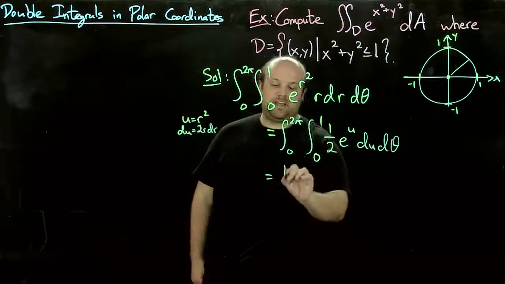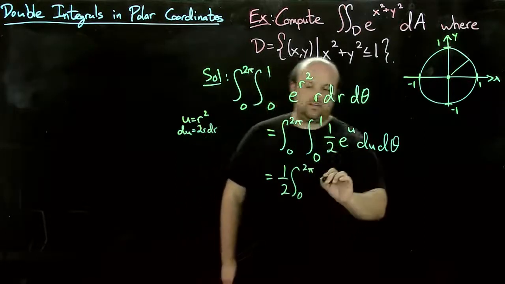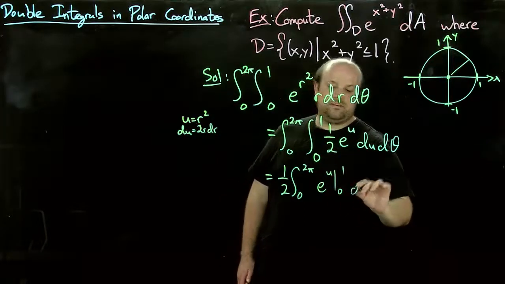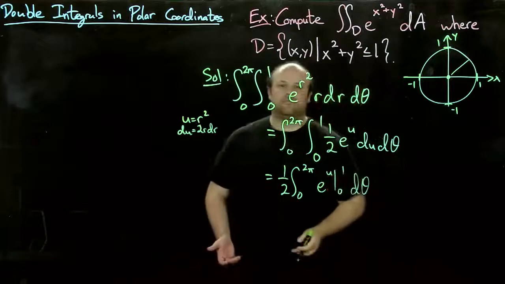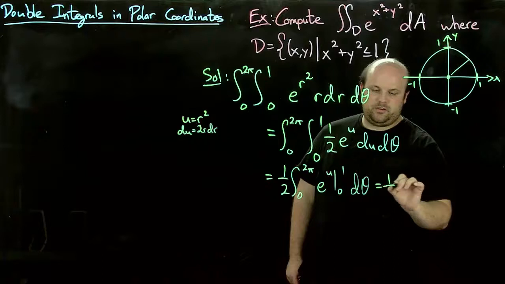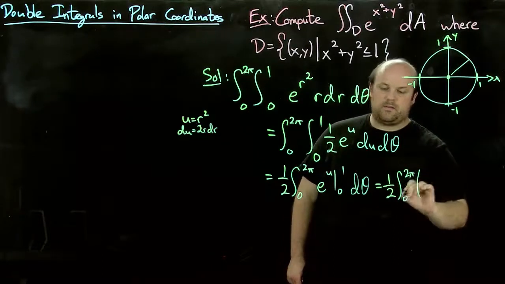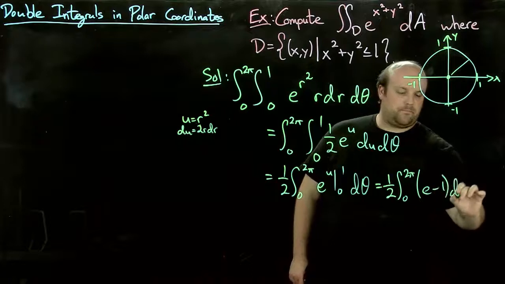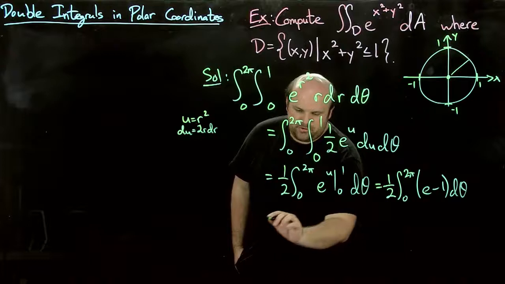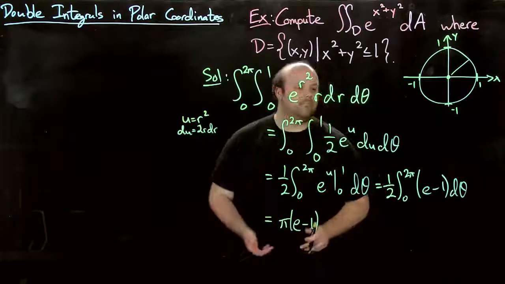So I'm going to pull this 1/2 out now. So 0 to 2 pi. Integrate e to the u, and we just get e to the u, 0 to 1, d theta. Right? If you integrate that, you get 1/2, 0 to 2 pi, e minus 1 d theta. And from here, I'm pretty sure you can get this is pi times e minus 1.